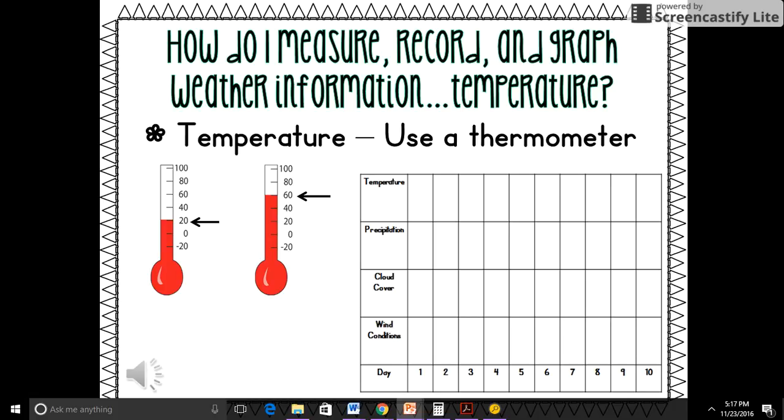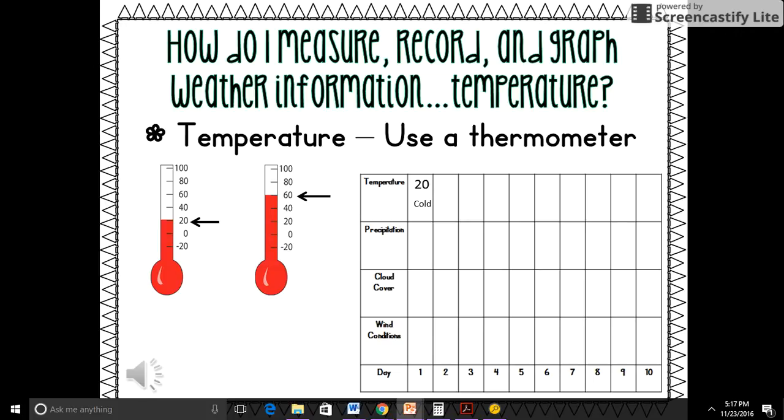Okay, now we're moving on to how do you measure, record, and graph weather information. And this slide focuses on temperature. If you look at the first thermometer, an arrow is going to appear. Do you see how the arrow stops where the red line stops? That tells us the temperature. In the first thermometer, the temperature is 20 degrees. On our graph, we would record it on day 1 as 20. Underneath it, I put cold because 20 degrees is cold.